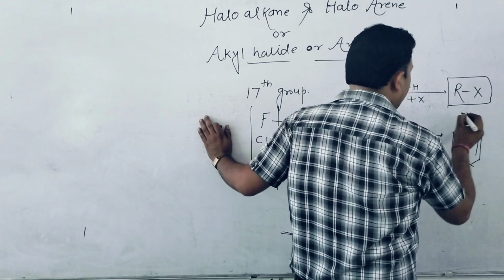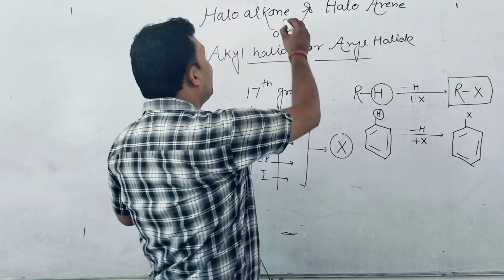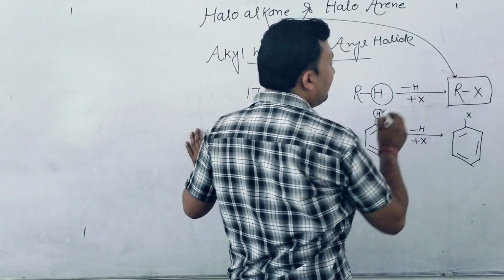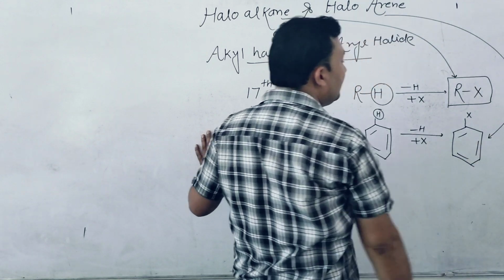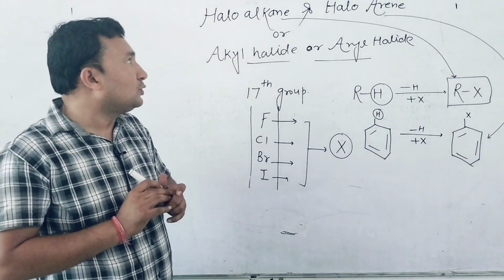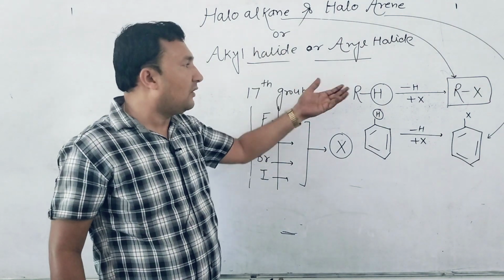So this particular compound where hydrogen is replaced by halogen, we call it haloarene. If we are talking about haloalkanes, then this will be the particular kind of compound. If we are discussing haloarenes, then this will be the particular kind of compound. So basically haloalkanes and haloarenes are halogen derivatives of hydrocarbons.